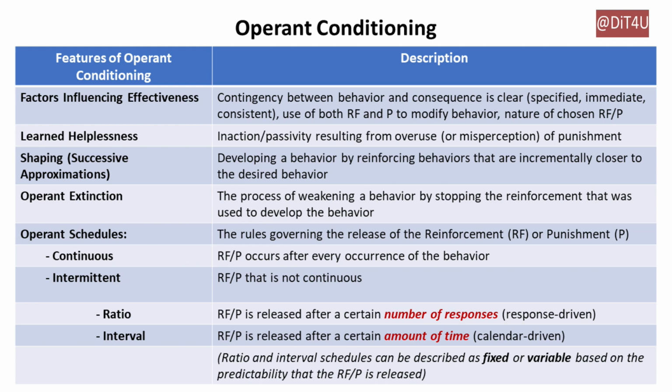Shaping is successive approximation, developing the behavior by reinforcing behaviors that are incrementally closer to the desired behavior. For example, selective mutism. Child is not speaking at school, but speaking at home. So the psychologist will try and get the child to utter some monosyllabic sound like ma, da, whatever, and then encourage the child.